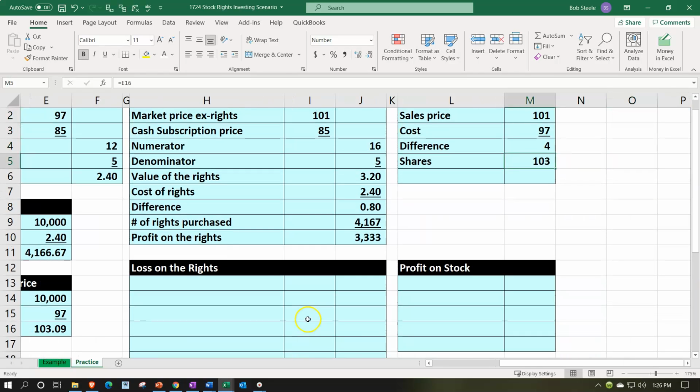So we're then going to say we have the 103, font group, underline, and then we'll say this is going to be the profit on stock. If we choose to purchase the stock as our investment, 4 times the 103, we get to the 412. So obviously we worked out better on the profit on the rights, basically in that scenario.